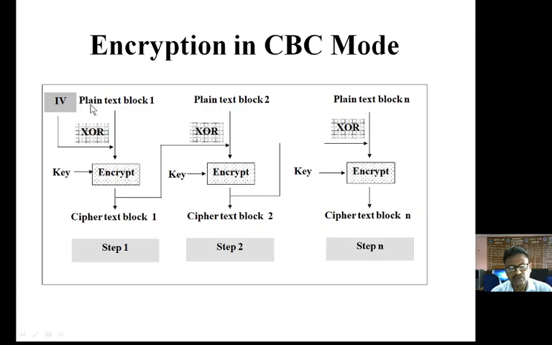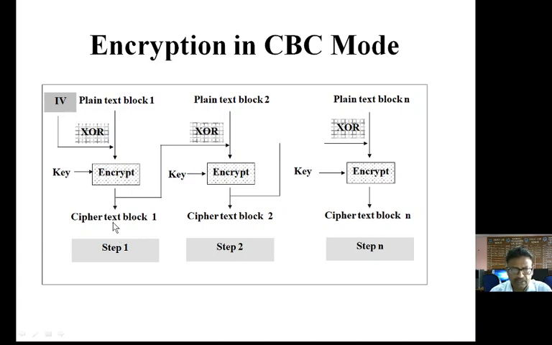Whatever the plain text size is, the same size of initialization vector is considered. Suppose plain text block 1 is of 64-bit. So the initialization vector is also 64-bit. This 64-bit initialization vector is first XORed with plain text block 1 to get a certain value before it is encrypted, and that value is encrypted with the help of the key to get ciphertext block 1.